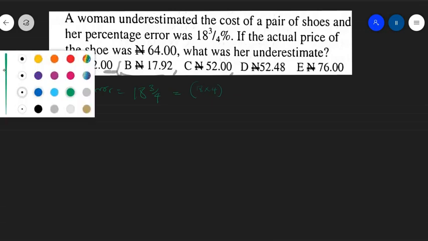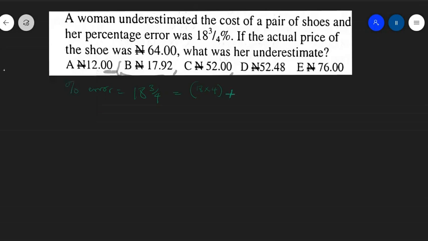18 times 4 plus 3. So over 4, that gives me 18 times 4. That's 36, 18 times 2 is 36, that's 72 plus 3, that's 75. So 75/4. That is the percentage error.